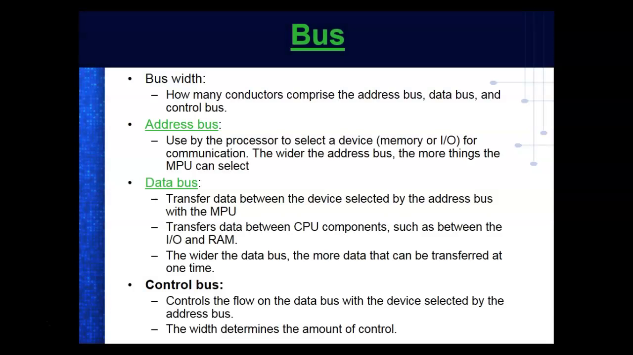Bus. How many conductors comprise an address bus? So a bus is a group of conductors that is shared by all the things. So the microprocessor has an address bus. This is used by the microprocessor to select something that it wants to communicate with. Everybody okay? It has what we call the data bus. The data bus is what it actually communicates with.